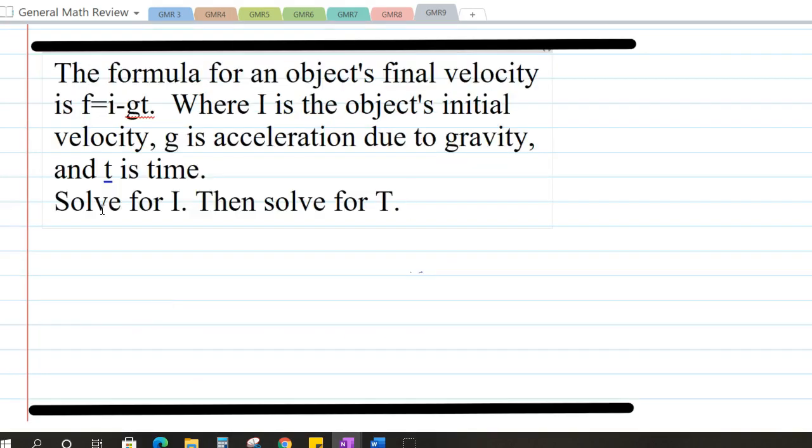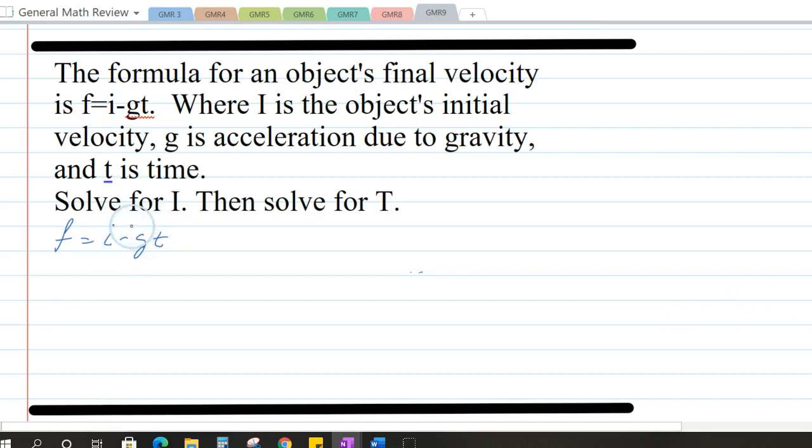The next formula is the formula for an object's final velocity, given as F is equal to I minus gt, where I is the initial velocity, g is acceleration, and t is time. First, they want us to solve for I. I rewrite the equation. F is equal to I minus gt.